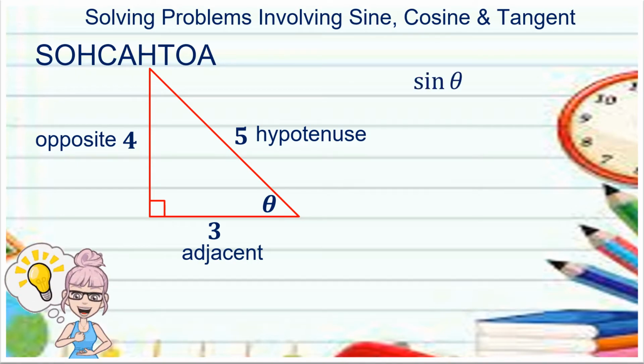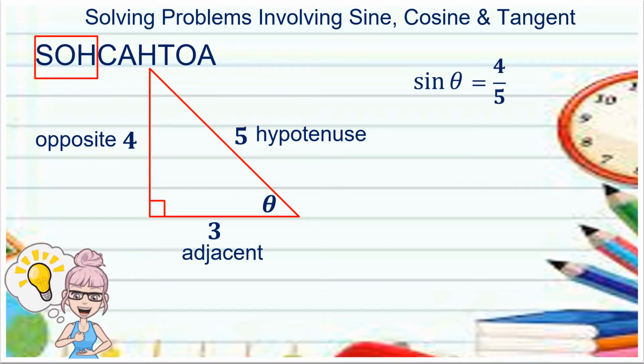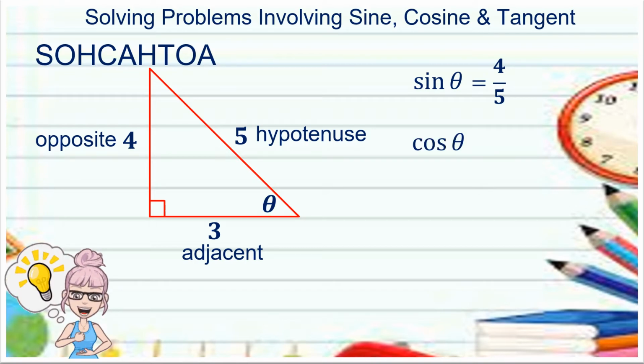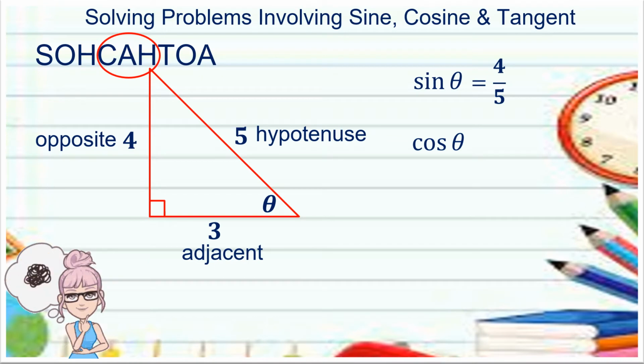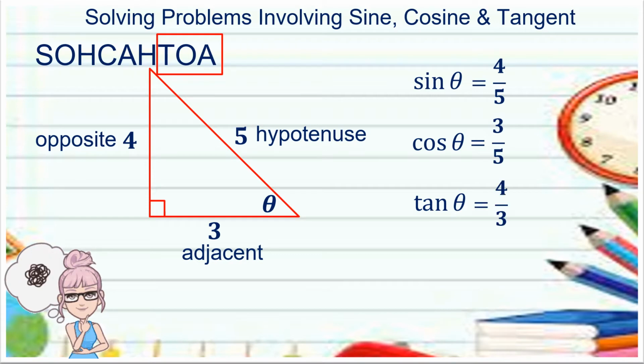So in taking sine theta, which is equal to opposite over hypotenuse, we have, yes, correct, it is equal to 4/5. And how about cosine theta, which is equal to your CAH, adjacent over hypotenuse? Correct, it is equal to 3/5. And your tangent theta, which is equal to your TOA, opposite over adjacent, correct, it is equal to 4/3.